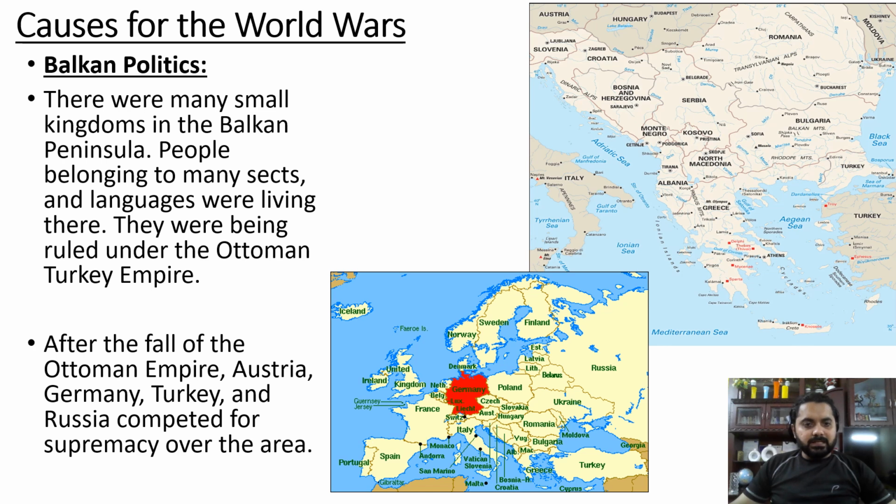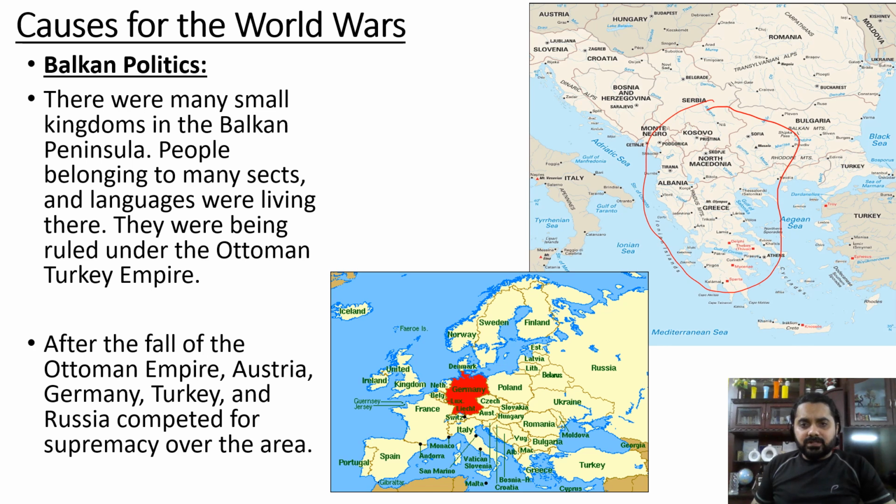Let us discuss Balkan politics now. Balkan politics is one of the causes that led to the happening of the world wars. So let us look at what happened in the Balkan Peninsula region. There were many small kingdoms in the Balkan Peninsula. Here in the map, you can see this entire region. This was the Balkan Peninsula region where people belonging to different sections, speaking different languages, following different religions, were all living together.